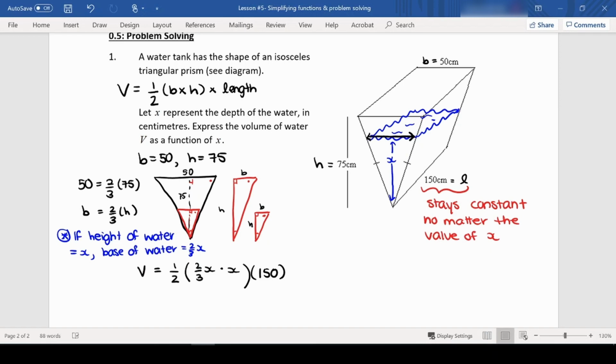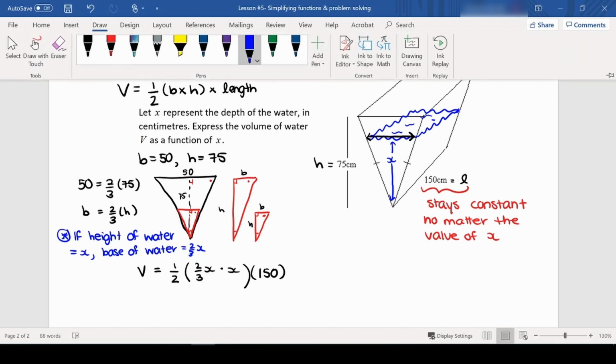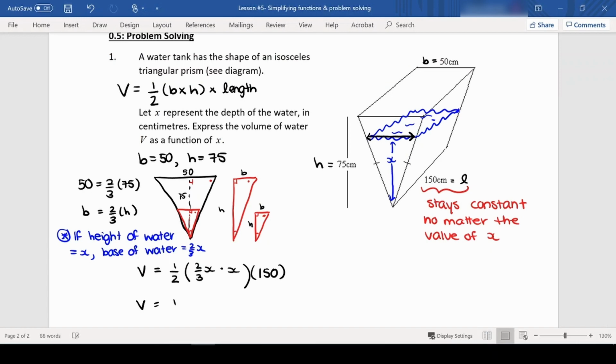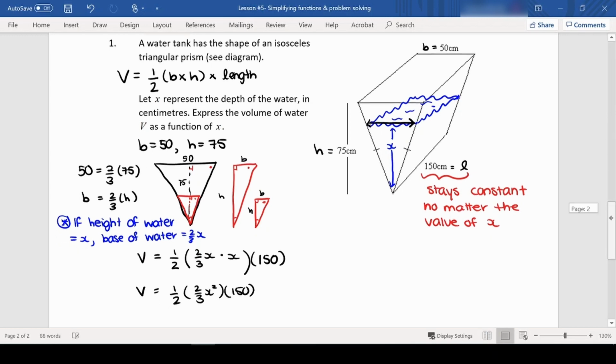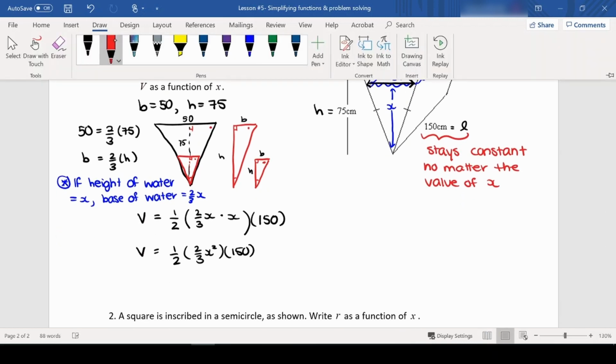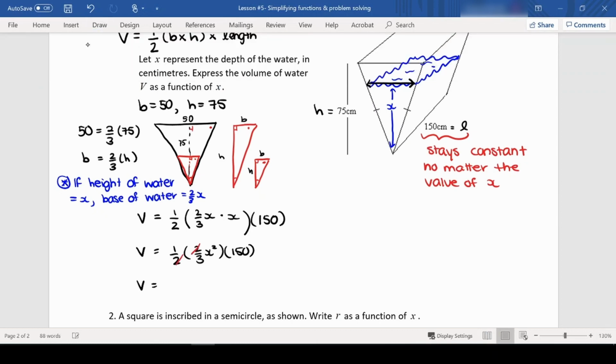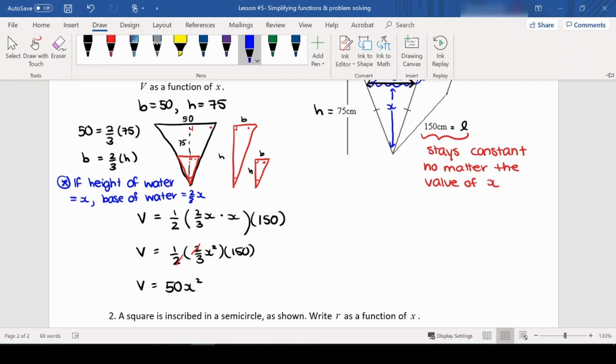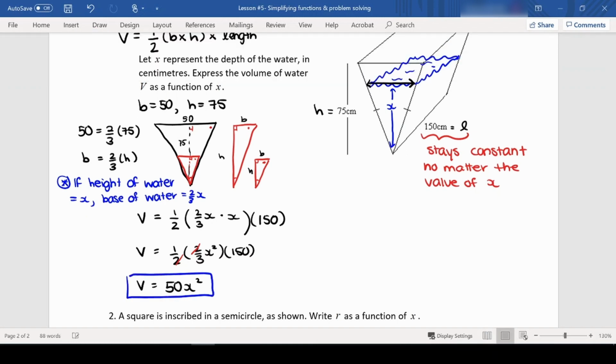So what that means is that I actually have V equals 1/2 times 2/3 x squared times 150. The 2's can cancel out, and 150 can be divided by 3. And therefore, we have a volume of water as a function of x. Okay? As a function of means that's your variable inside your function.